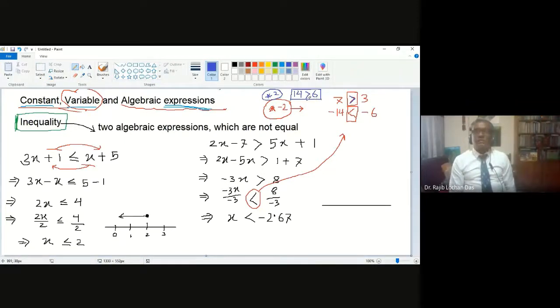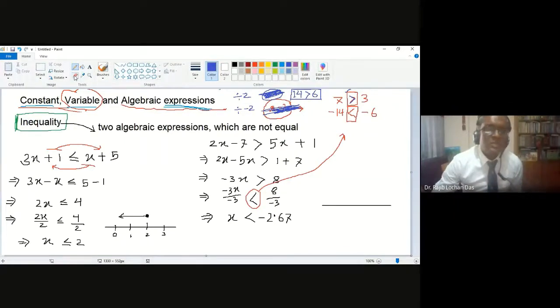Say originally you have 14 greater than 6. This is your original number, and now you are dividing by 2. Then what will happen? 14 divided by 2 is 7, and 6 divided by 2 is 3. So the same thing. And if you divide it by -2, then what will happen? If you divide by -2, then you will write -7, and the other number is -6.